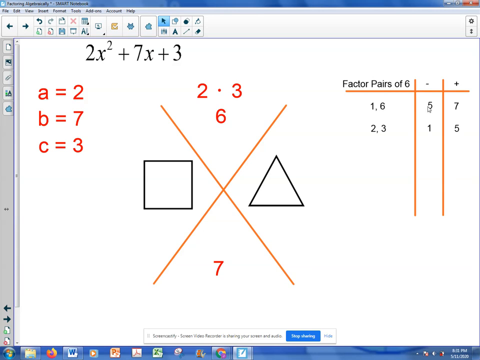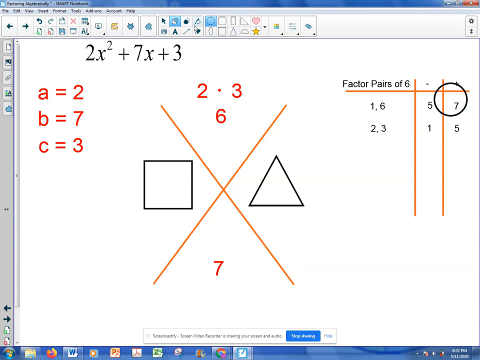So 6 minus 1 is 5, 6 plus 1 is 7. Then we have 3 minus 2 is 1, and 2 plus 3 is 5. Now, in those columns, you're looking for the bottom term, the linear term, and it's 7. So 7 is the number.